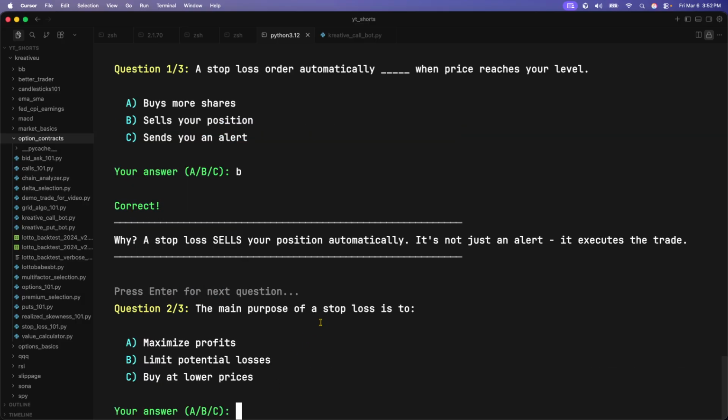The main purpose of a stop loss is to maximize the profit. Interesting. Limit your potential losses, probably. Buy at a lower level. Again, this is not buying the dip.